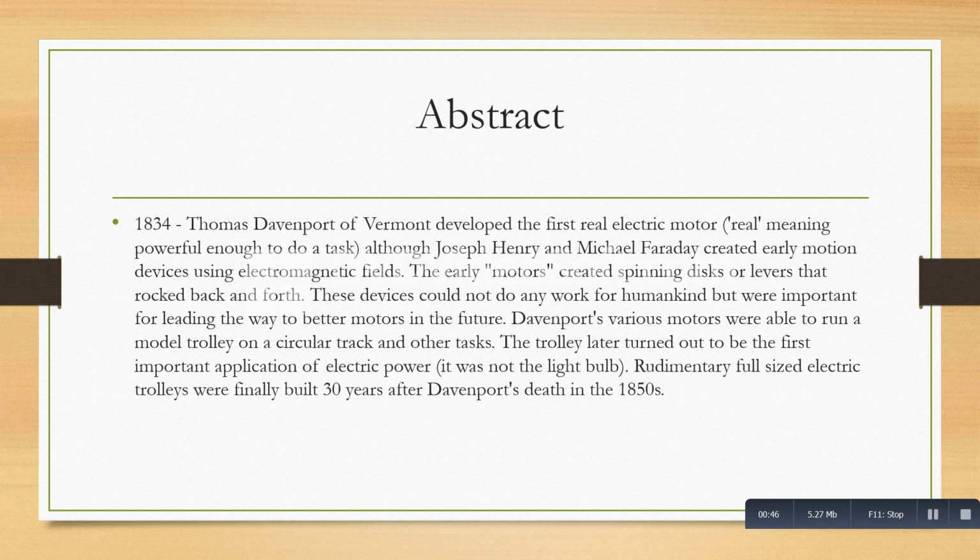These devices could not do any work for humankind, but were important for leading the way to better motors in the future. Davenport's various motors were able to run a model trolley on a circular track and other tasks. The trolley later turned out to be the first important application of electric power. Rudimentary full-size electric trolleys were finally built 30 years after Davenport's death in the 1850s.